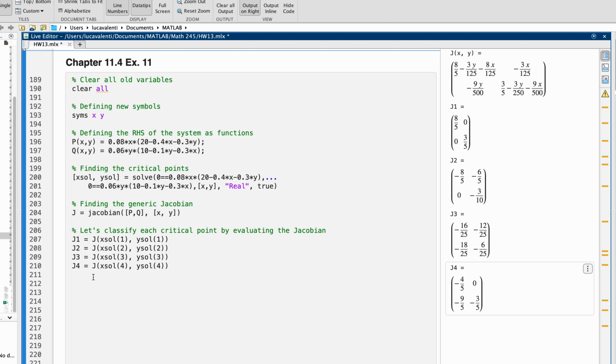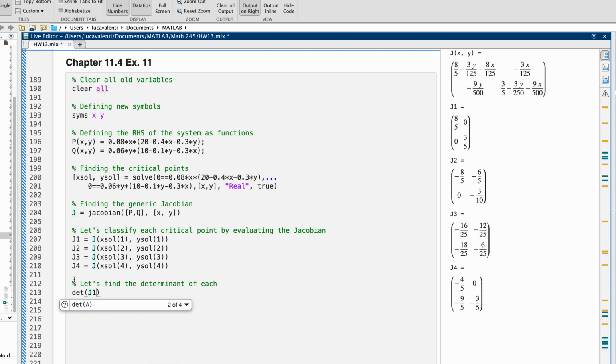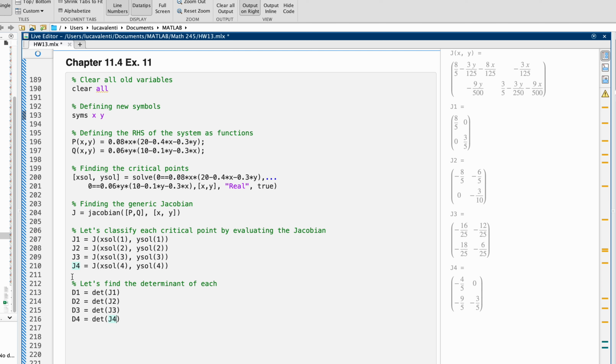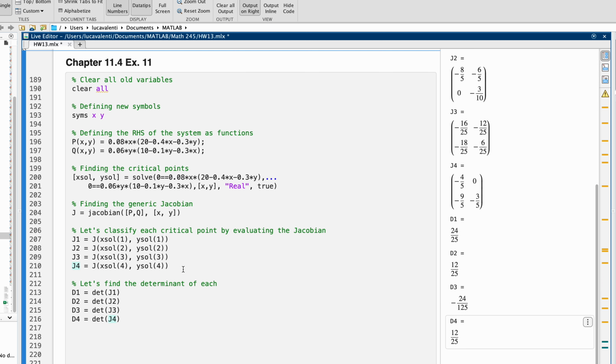So now we can find the determinant of each. Let's find the determinant of each. And so the determinant of J1, we'll call it D1. And then we can use our copy and paste and then change the subscripts to 2, 3, 4. Now I should have put a section right here so that I don't re-execute the whole command. Now we get that this is negative.